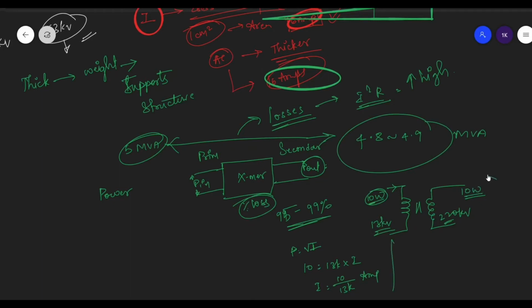Similarly, now let us calculate I2. Let this be I1. So if I calculate I2 here, P is equal to VI again, and power remains constant. Here the voltage is 220 kV, that is 220 into 10 power 3, and I is nothing but 10 by 220 into 10 power 3 amperes. Now if you see, here the current value is very low and there the current value is very high. So if the current value is very high, I square R losses increase.